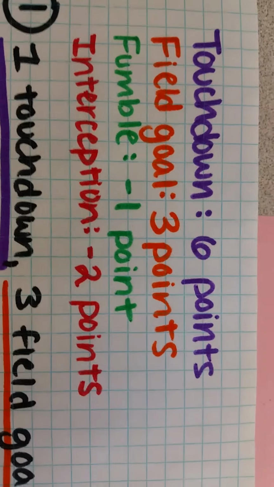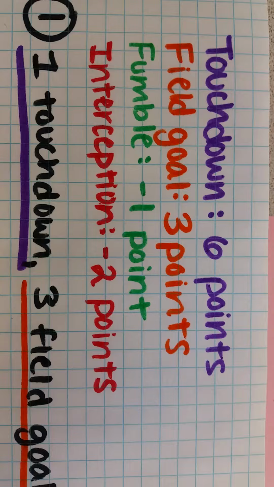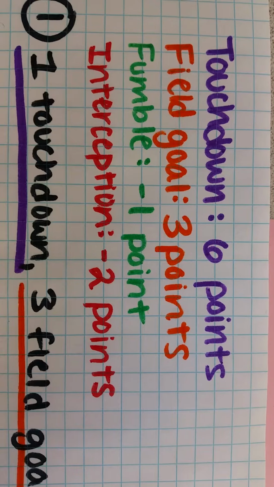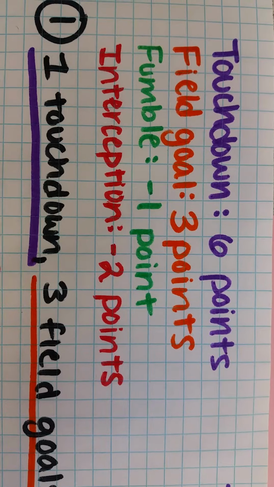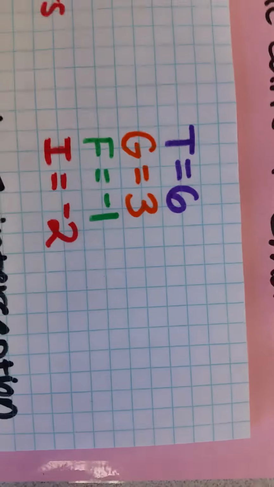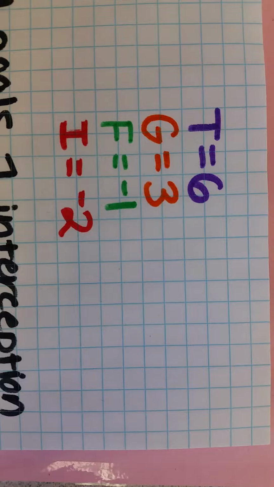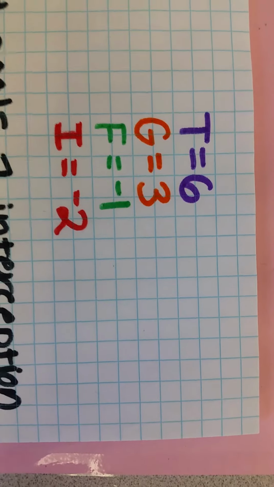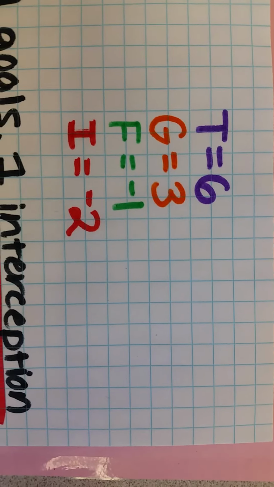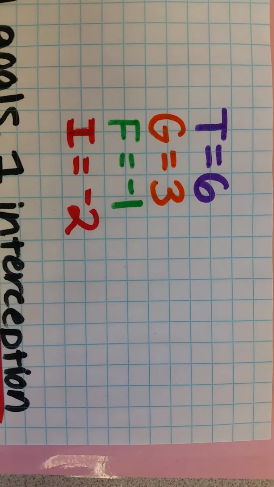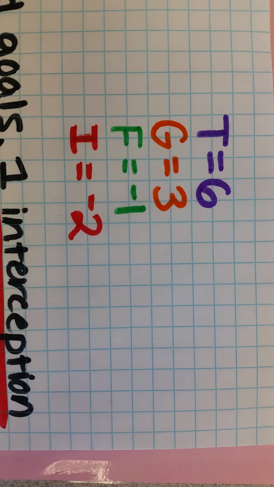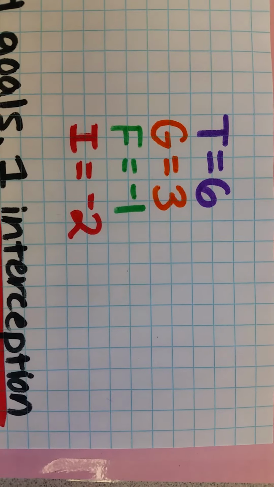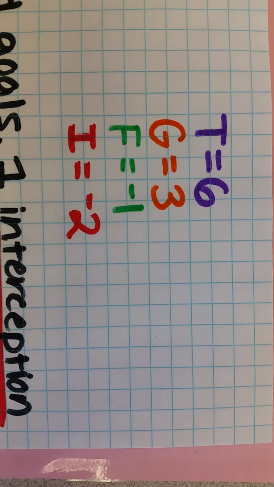Turns out, to make solving these problems easier, we can represent these numbers as variables, or as letters of the alphabet. So, I chose the touchdowns are going to be represented by the letter T, field goals are going to be represented by G for goals, fumbles are going to be represented by the letter F, and interceptions are going to be represented by the letter I. I gave each one a color.